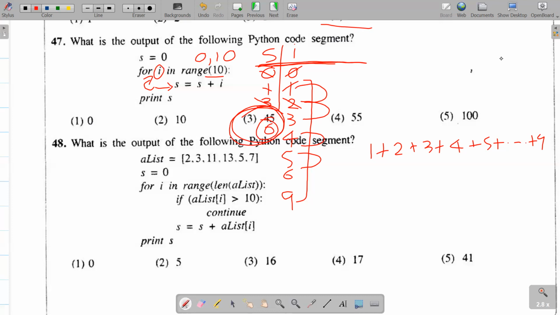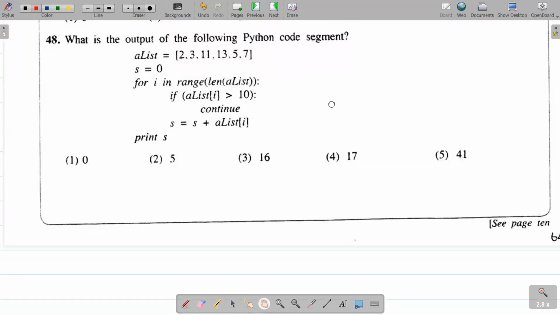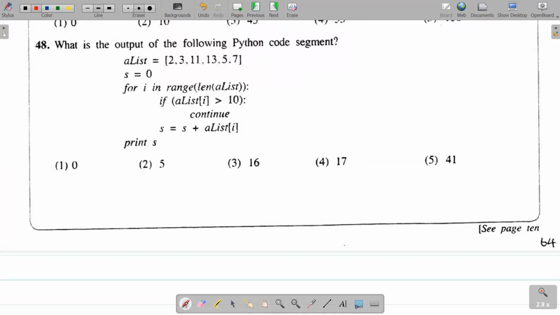Right, 48. What is there in the 48? What is the output of the following Python code segment? So there is a list and s equals 0, for i in range len a list. Now what happens over here? Look at this. So a list has some items, some 6 items. So the indexes are going to be 0, 1, 2, 3, 4, and 5.